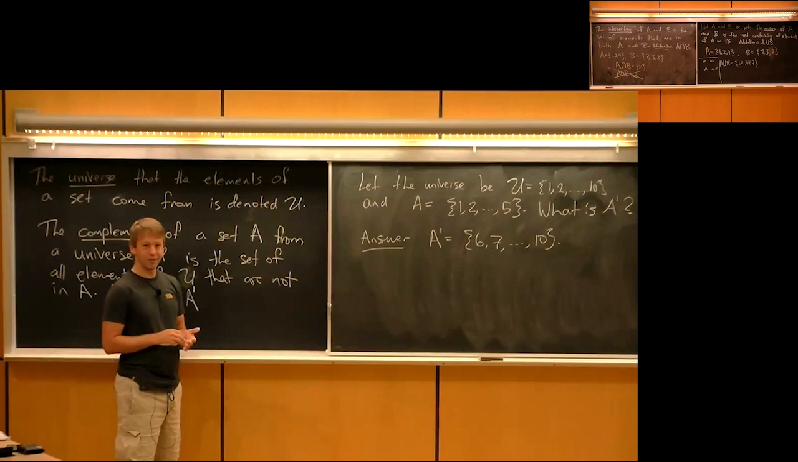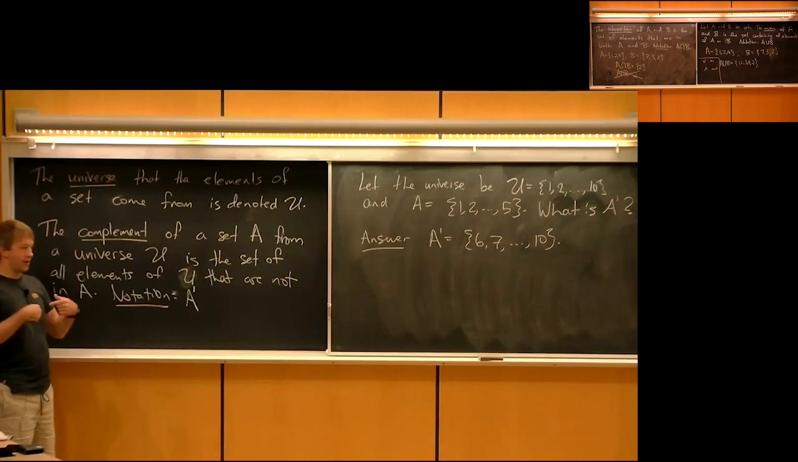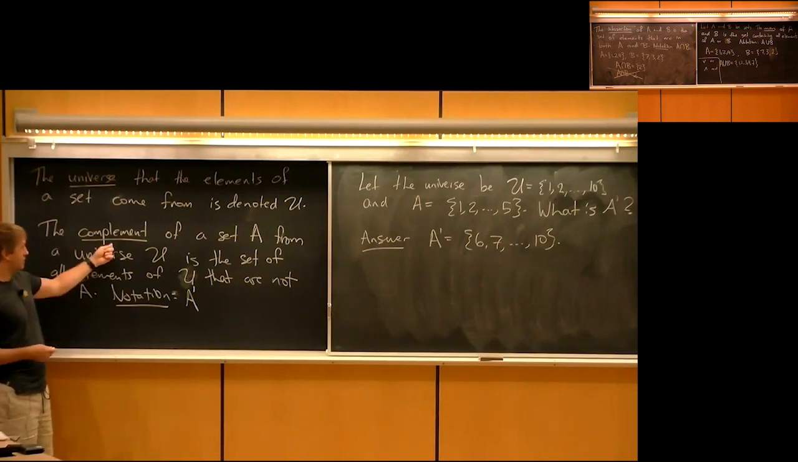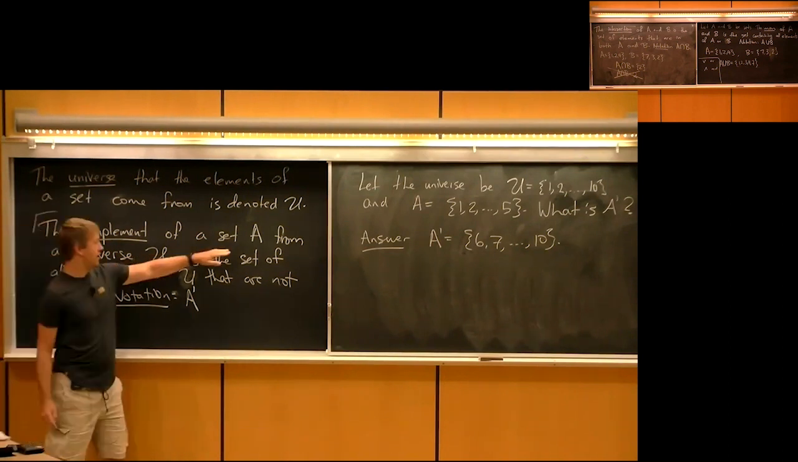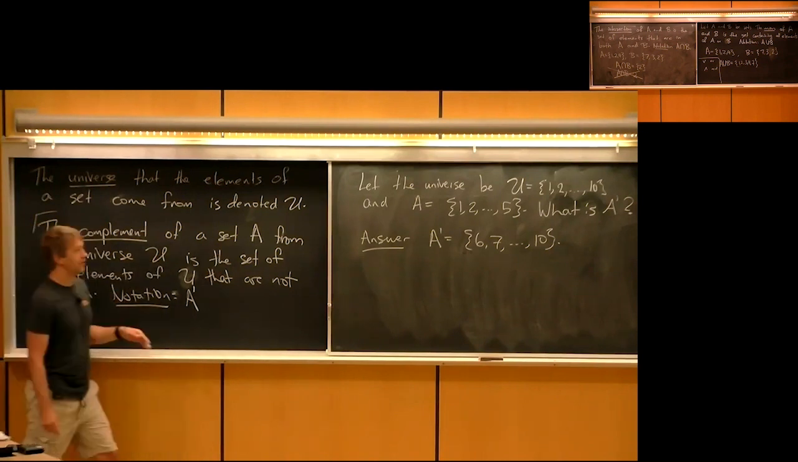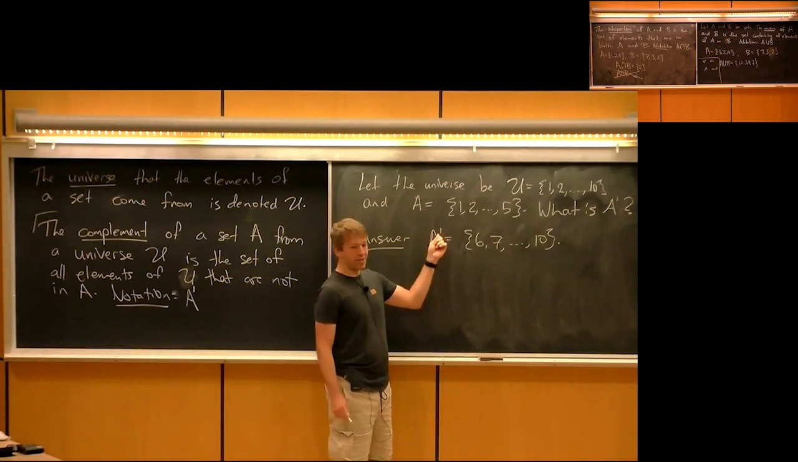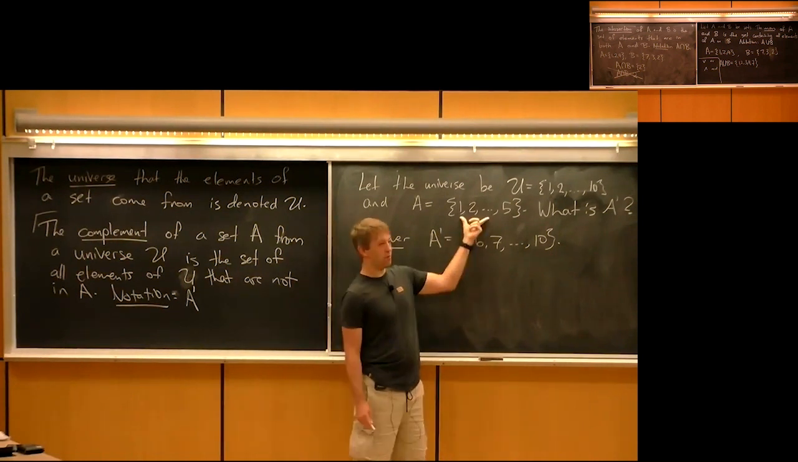Any questions about that? Yeah. So complement means the things that are not in the set. So the things in the universe. This is defining the word complement. So the complement of A is all the elements of the universe that are not in A. And the notation is this A prime thing. So this would be the complement of 1 up to 5.